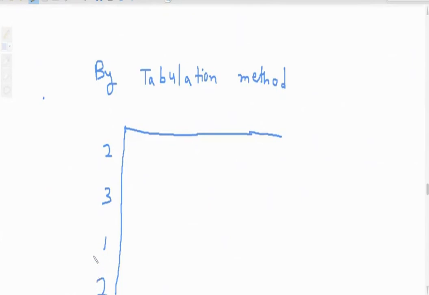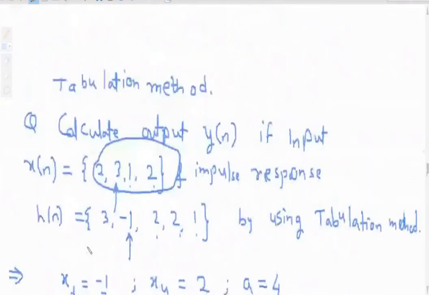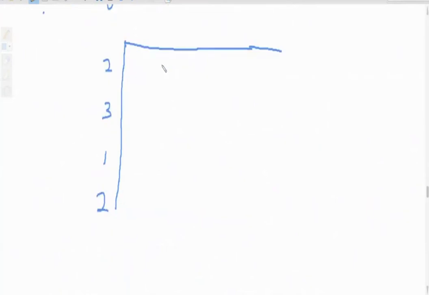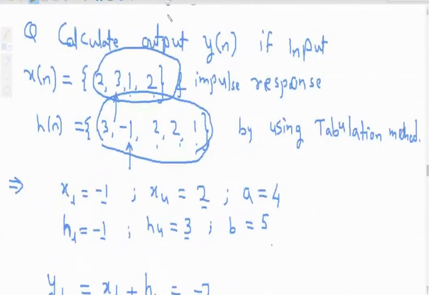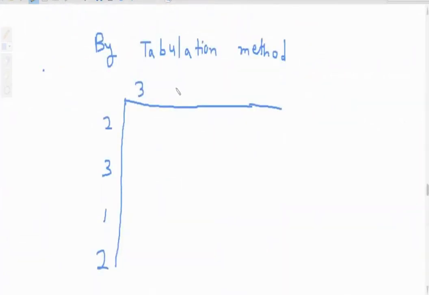Okay. Now I will write amplitudes of h of n. Amplitudes of h of n are 3, minus 1, 2, 2, 1. Write down amplitudes of h of n: 3, minus 1, 2, 2, 1.